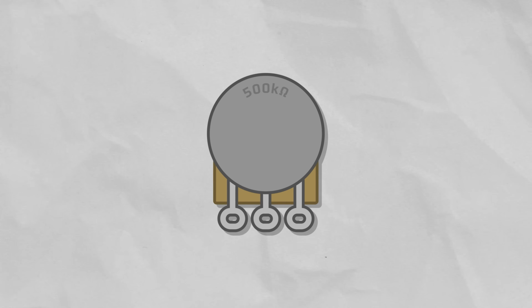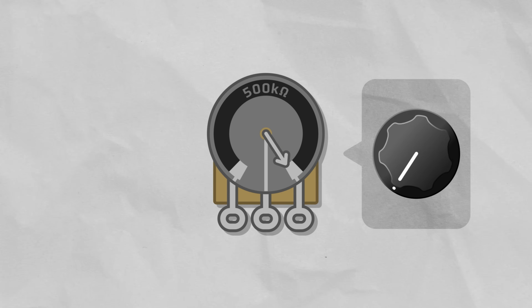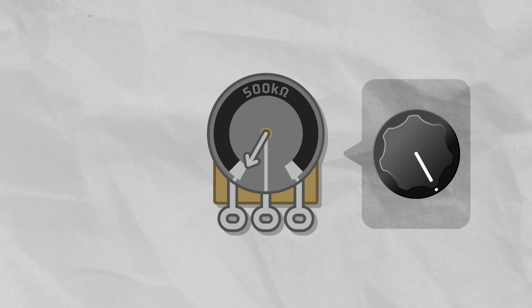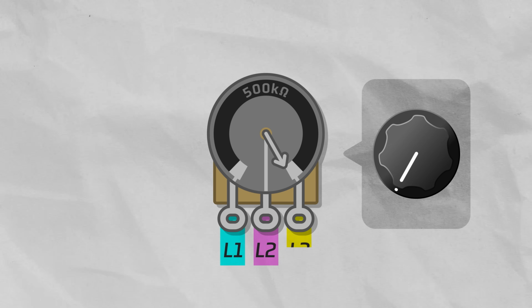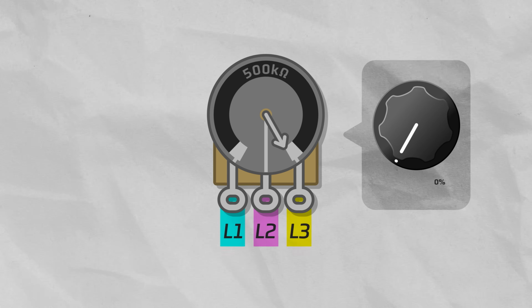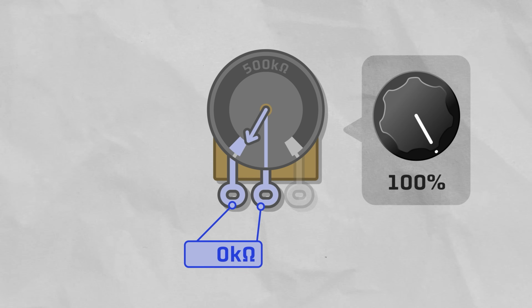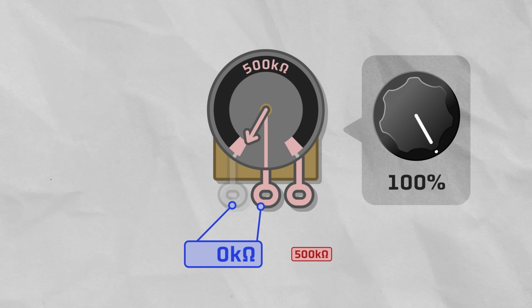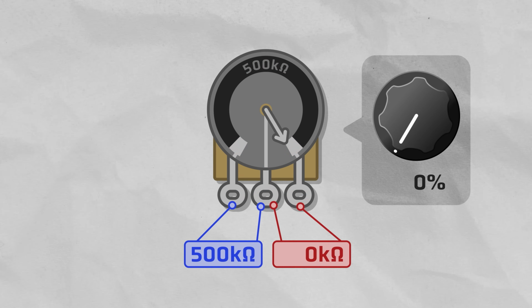For today's diagrams, I'll be showing the pot from behind, meaning turning a knob clockwise will correspond to the wiper moving counterclockwise. I'll also be naming these lugs L1, L2, and L3, but keep in mind, different people use different standards. When we turn the knob all the way up, we'll see that the center lug, L2, connects directly to L1, and has a full 500 kiloohms of resistance to L3. When we turn the knob all the way down, we'll see the opposite is the case.